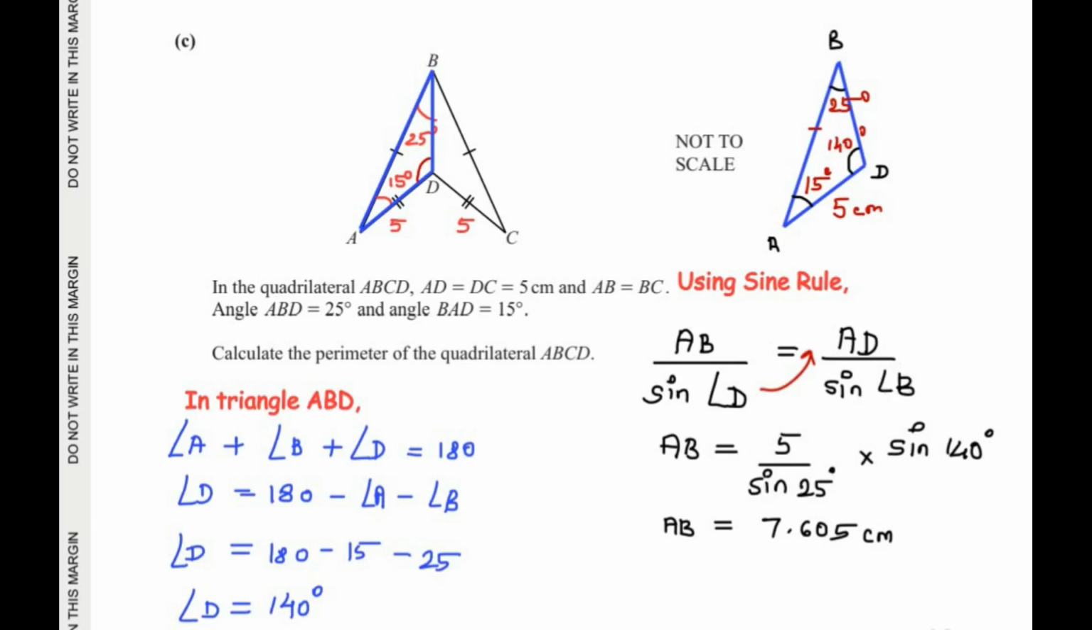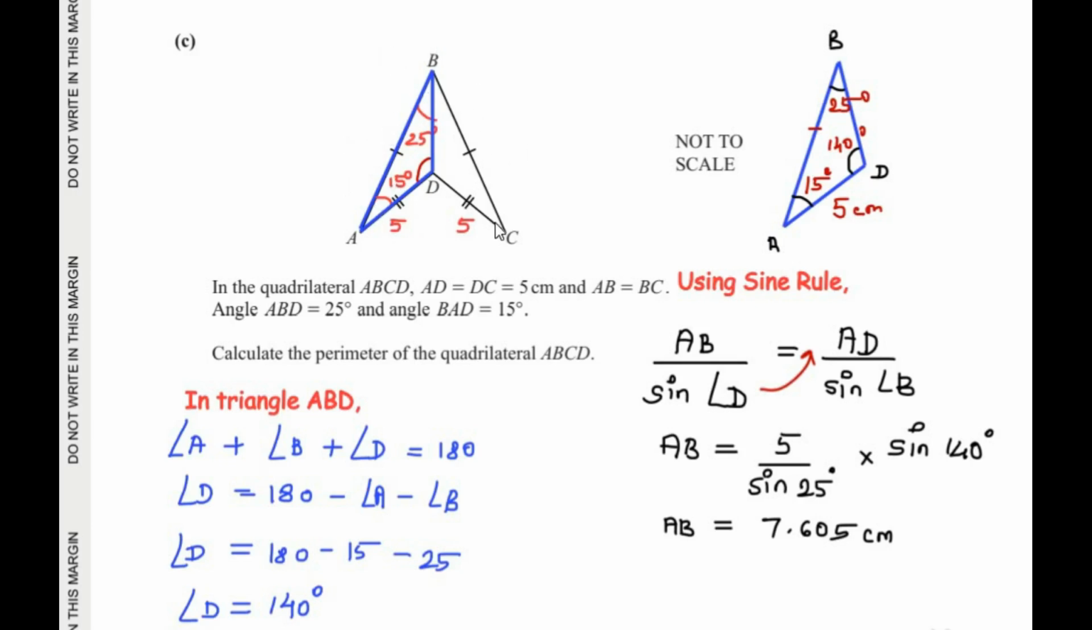So angle B is 25 degree. So we have written here sine 25, and now sine of angle D, that is sine of angle 140, will multiply with this fraction. Now this will give us the value as 7.605 centimeter. Now once we have got the value of AB, it is also going to be equal to the value of BC. Now we have found out the length of all the sides of this quadrilateral.